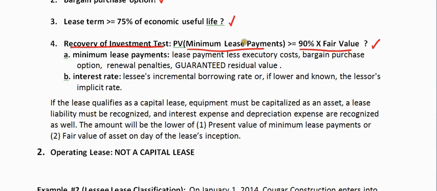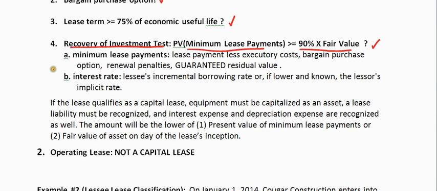If the present value of minimum lease payments is greater than 90% of the fair value, then it's a capital lease. The idea from the FASB was that, look, you may not have hit 1, 2, or 3, but if the present value of all these payments associated with the lease are over 90% of the fair value, it must be that in substance you are leasing substantially all of its useful life. Okay?